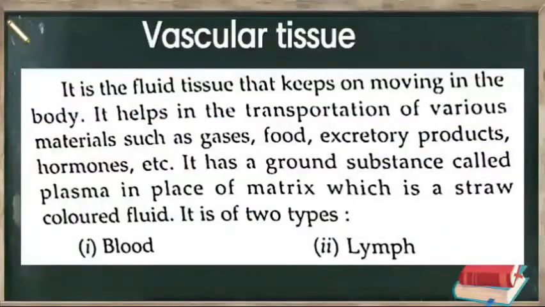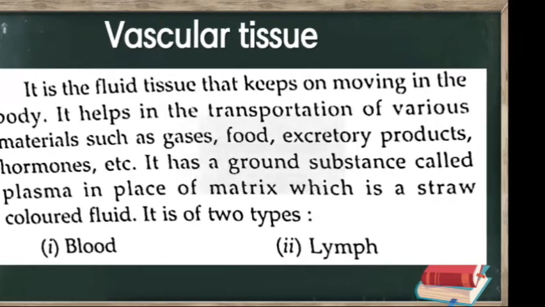Talking about vascular tissue, it is a fluid tissue that keeps on moving in the body. It helps in the transportation of various materials such as gases, food, excretory products, hormones, etc. It has a ground substance called plasma in place of matrix, which is a straw-colored fluid. It is of two types, blood and lymph.